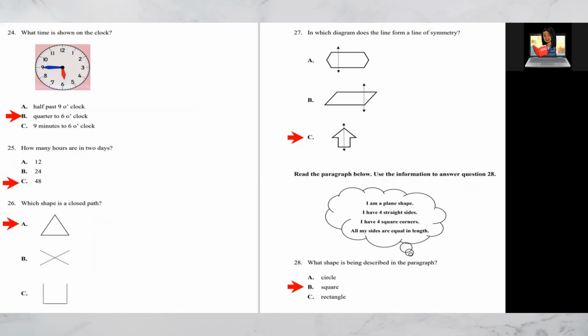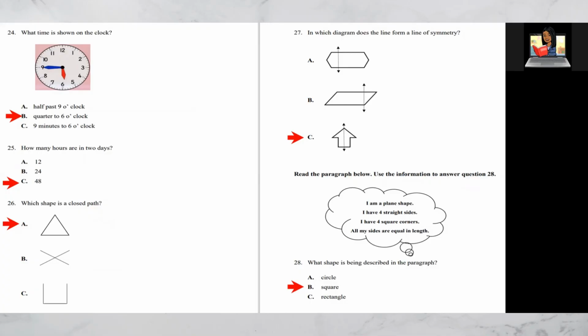Question 25. How many hours are in 2 days? If you remember, children, that 24 hours are in 1 day, then you multiply 24 by 2 and you get 48. 48 hours are in 2 days.